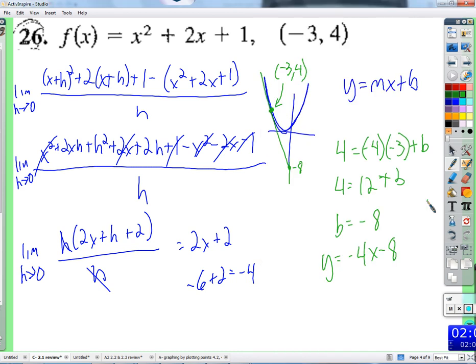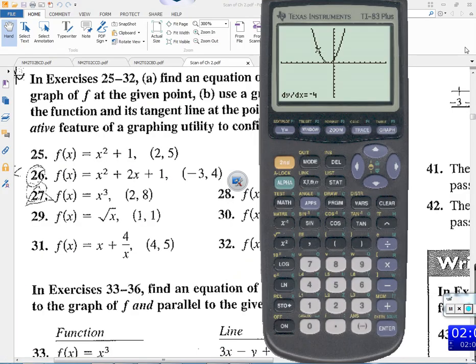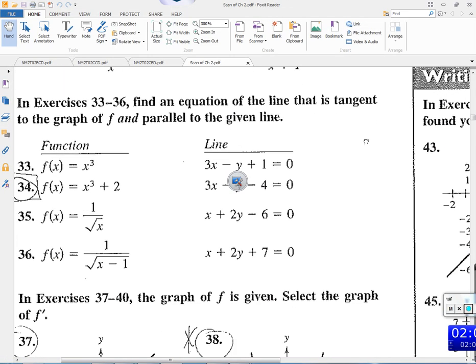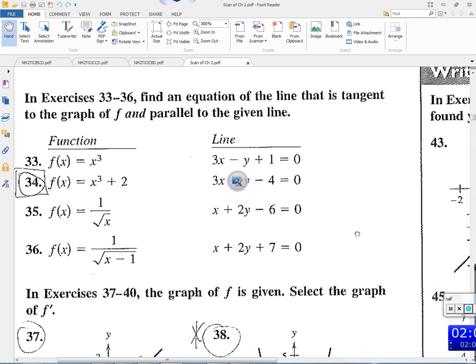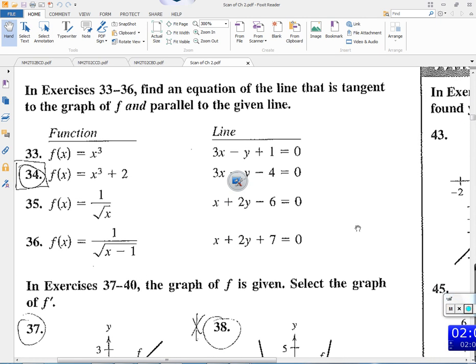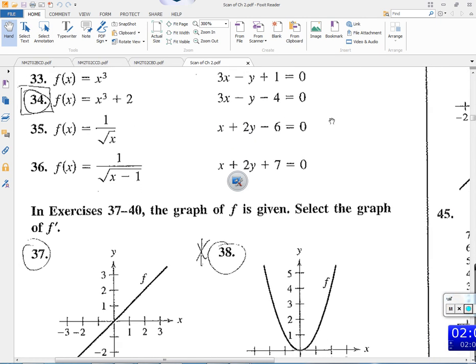Okay, so that's 26. If I ever move too quickly, just stop me, tell me. Hold on a second. 34. Identify the equation of the line tangent parallel to the given line.